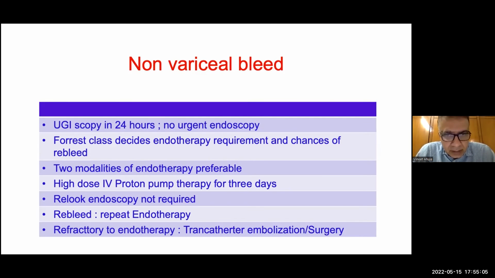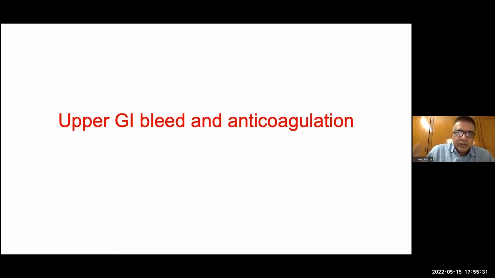Look at Forrest class, because that would decide endotherapy requirement and the chances for rebleed. Two modalities of endotherapy are preferable. Do not use only epinephrine injection. High dose IV proton pump therapy for 3 days. Relook endoscopy is not required. However, if the patient has a rebleed, then you can repeat the endotherapy and endoscopy. If the patient is refractory to endotherapy, then the choices are transcatheter intra-arterial embolization, or surgery.